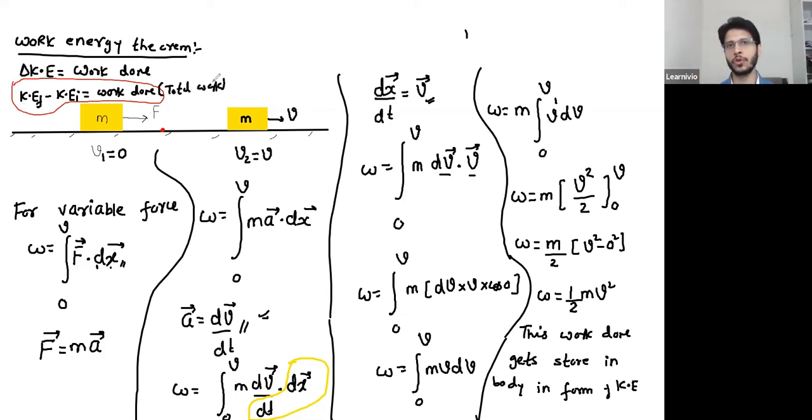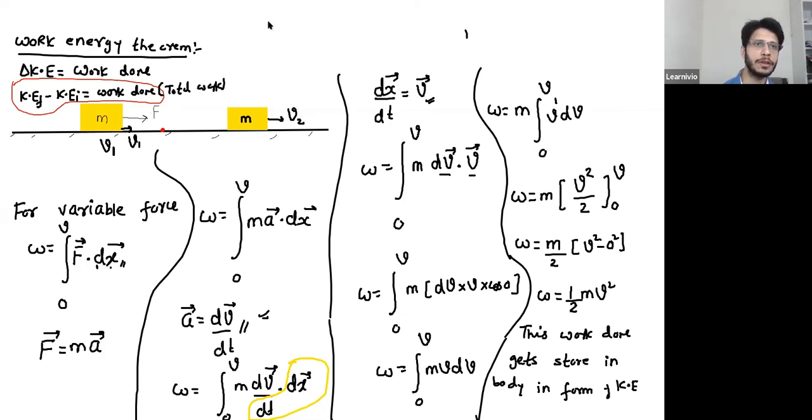If you have 4 forces in a system, then this work done is the total work done by all 4 forces. That's the work energy theorem. So derive this work energy theorem, the same derivation, but instead of initially 0 velocity, let's say your body has initial velocity v1 and its final velocity is v2.